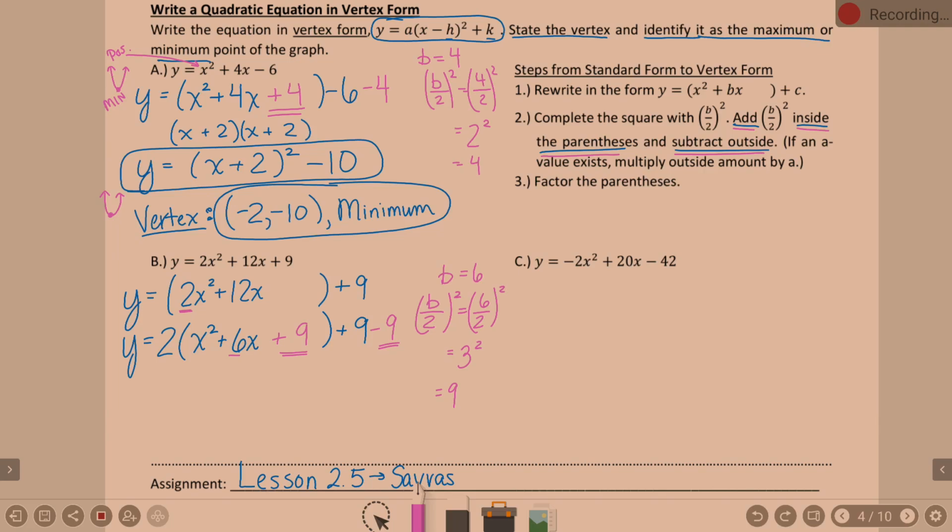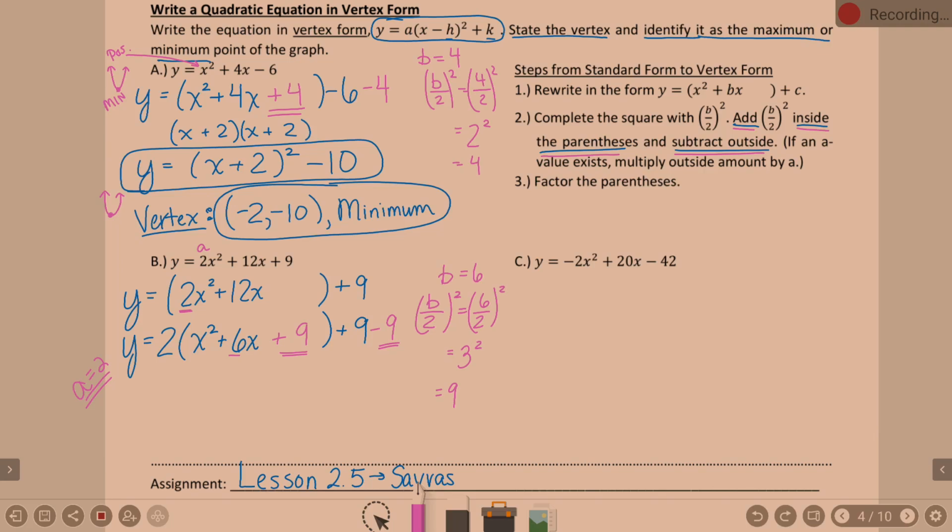If an a value exists, do we have an a value this time? Yeah, because 2 is an a value, isn't it? Okay, that's an a value. If an a value exists, multiply the outside amount by a.